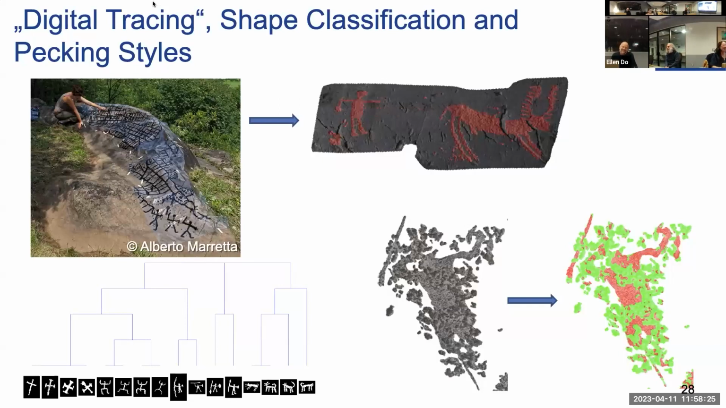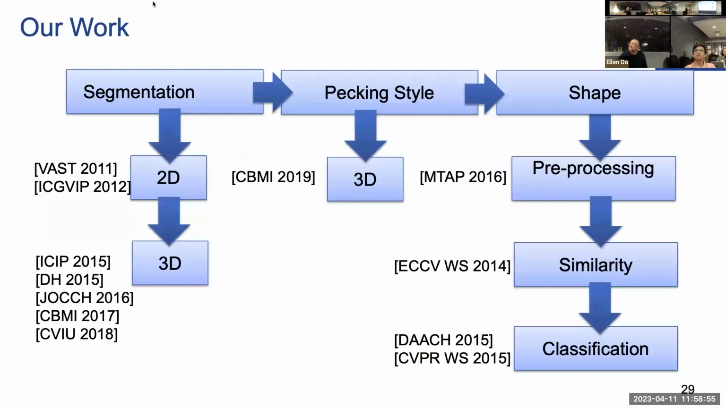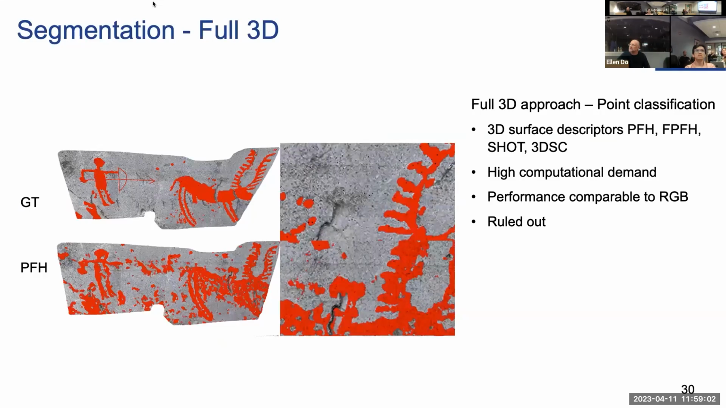What are these bottom right figures? So this was then the approach based on the 3D data to distinguish layers of pecking. So seemingly there's this finer figure beneath and some coarse pecking. This was our approach to distinguish this. But we approached the segmentation on the full 3D point cloud data, which was kind of too much at that time, and I suppose it would still be too much.